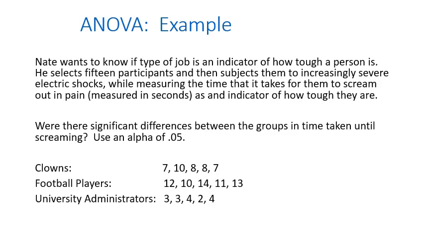Now that we've done that, we would need to do a post hoc test, but that is the basics of the example. Let's now do another example, but this time we're going to do it with a post hoc test. So Nate wants to know if type of job is an indicator of how tough a person is.